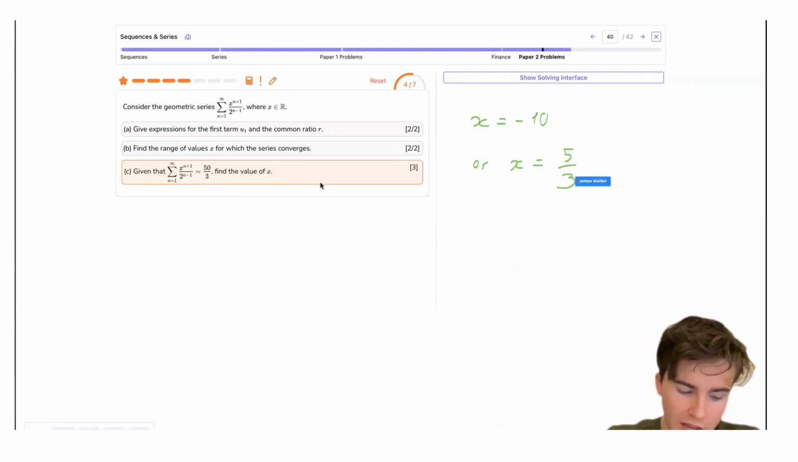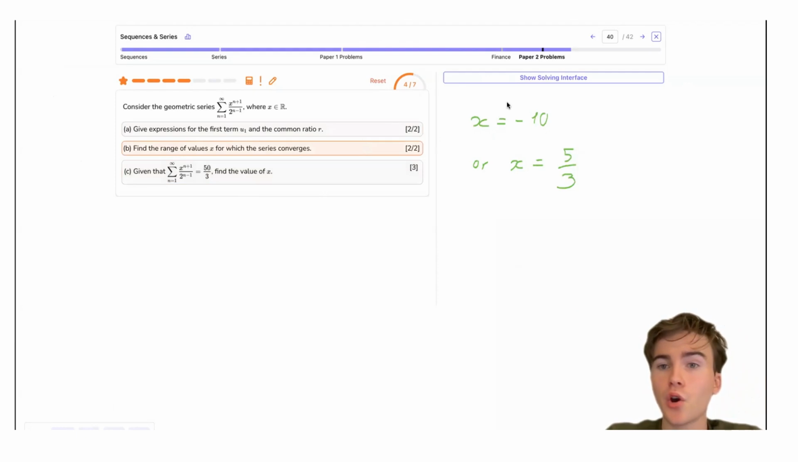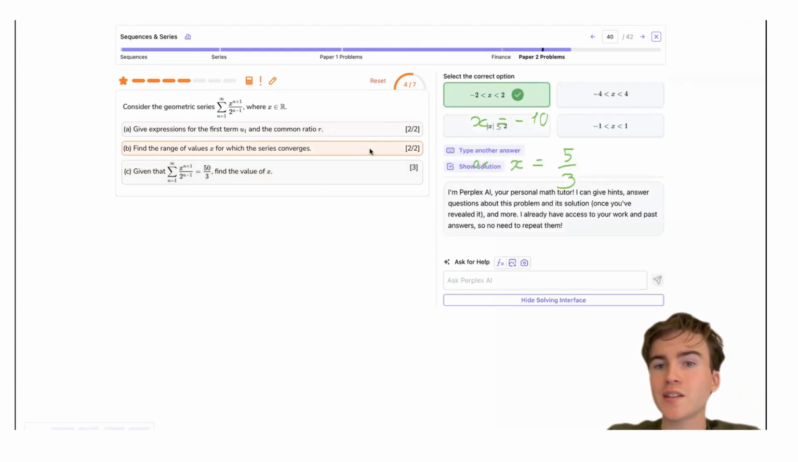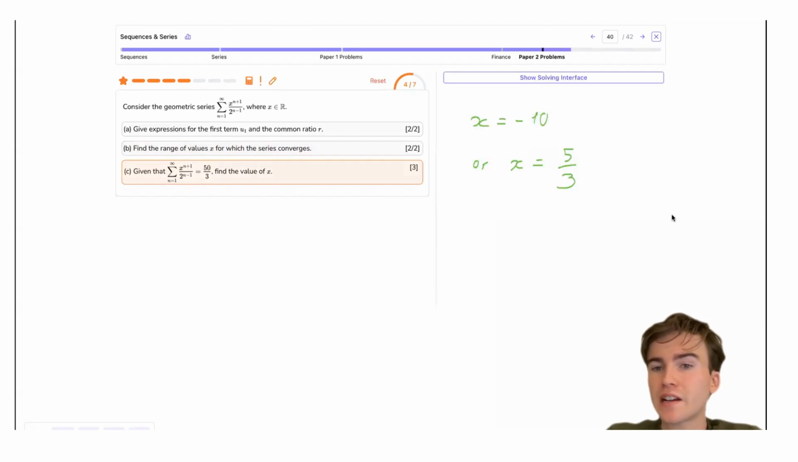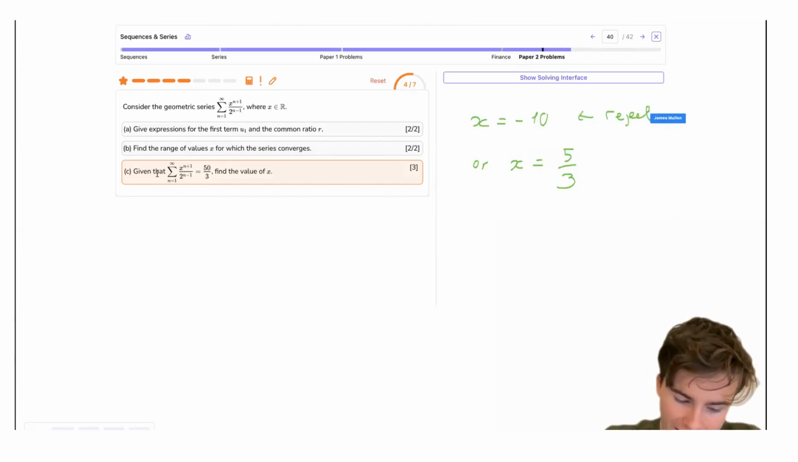But remember that in part B, we figured out that x was between negative 2 and 2. That was the only range of values of x that made the series actually converge. So what happened here was the quadratic that we found was a necessary condition. That quadratic had to be true for this summation to be true, but this value x equals negative 10 does not make this true. So it doesn't actually work in the summation. So we have to reject this, and the answer is x is equal to 5 over 3.